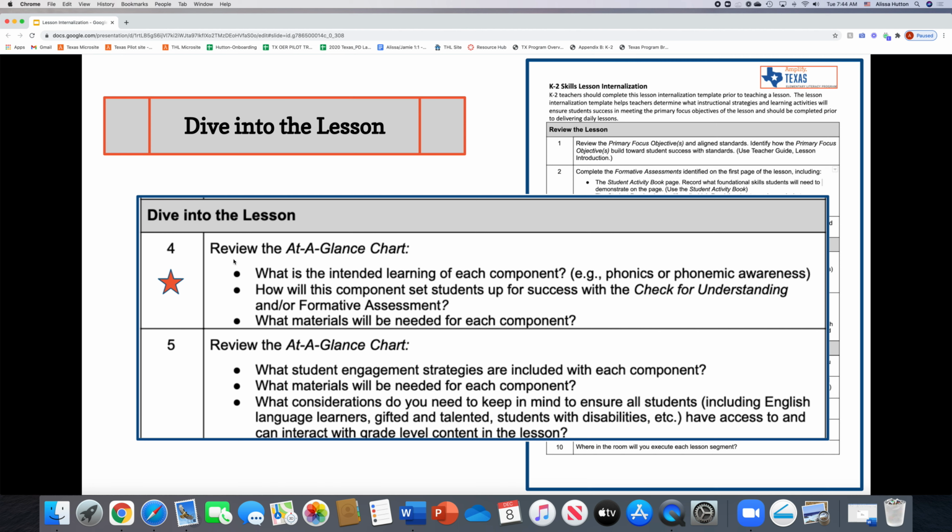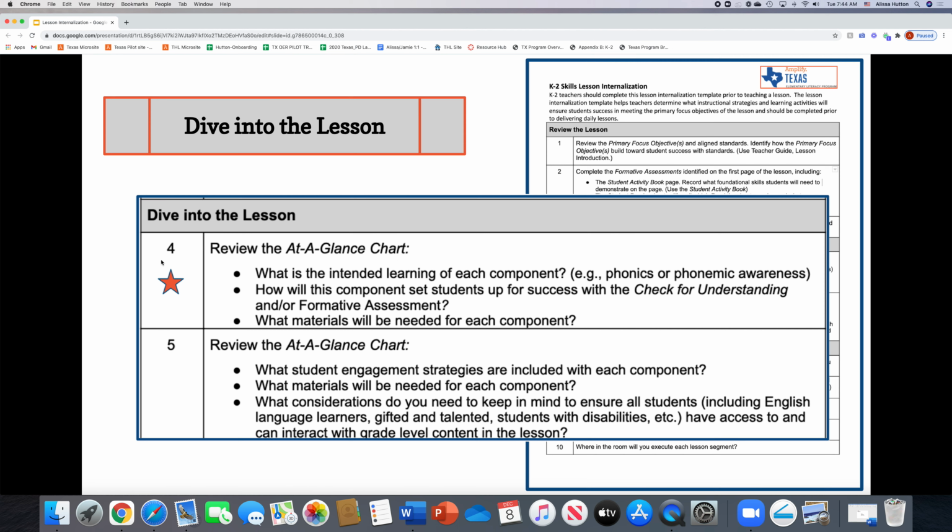For this portion, we're going to be using the at a glance chart. This at a glance chart is at the beginning of every lesson. It's a great just overview of the lesson itself. So we're going to spend some time looking at that because we'll be able to access what materials we need. We'll also be able to see exactly what is the intended learning for each component within our lesson and so on.